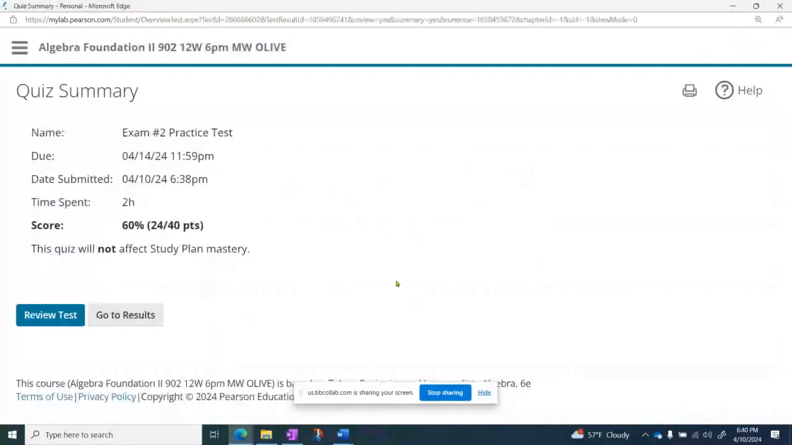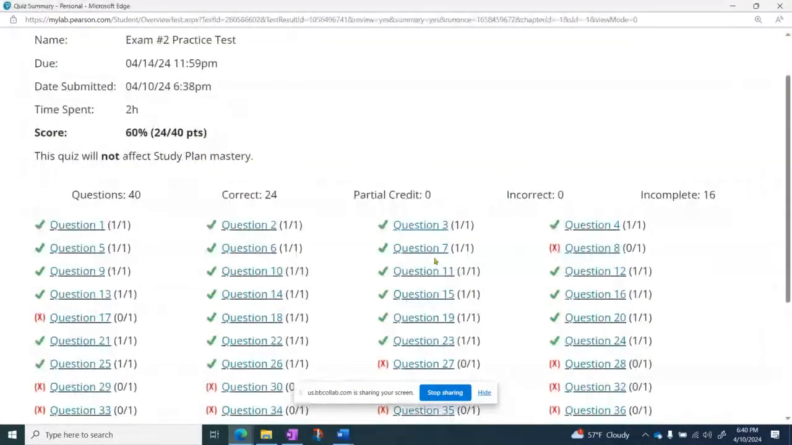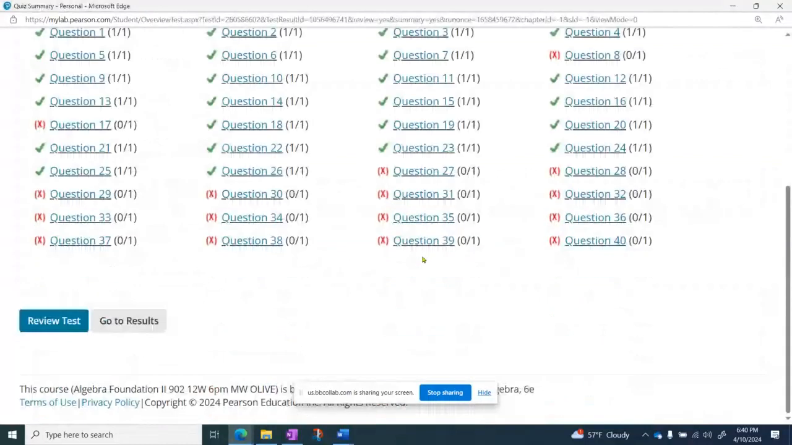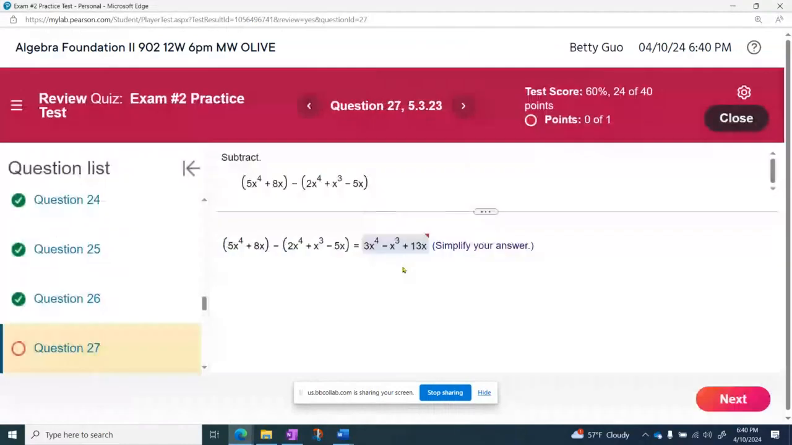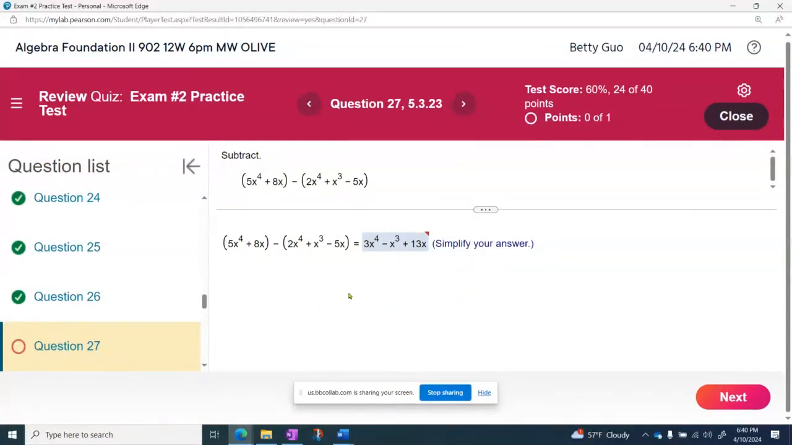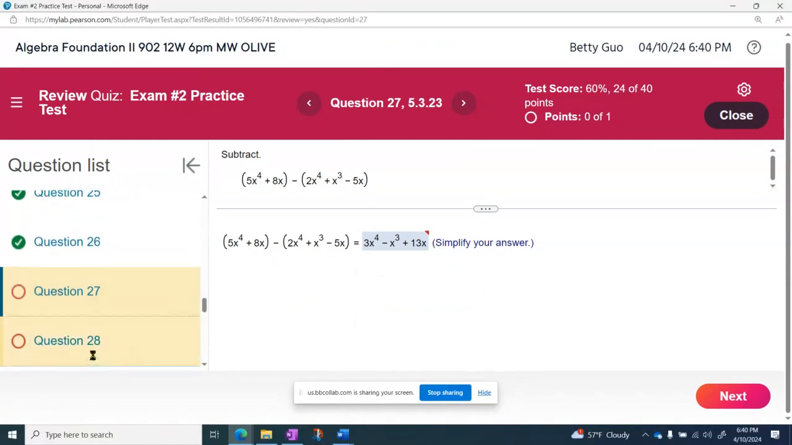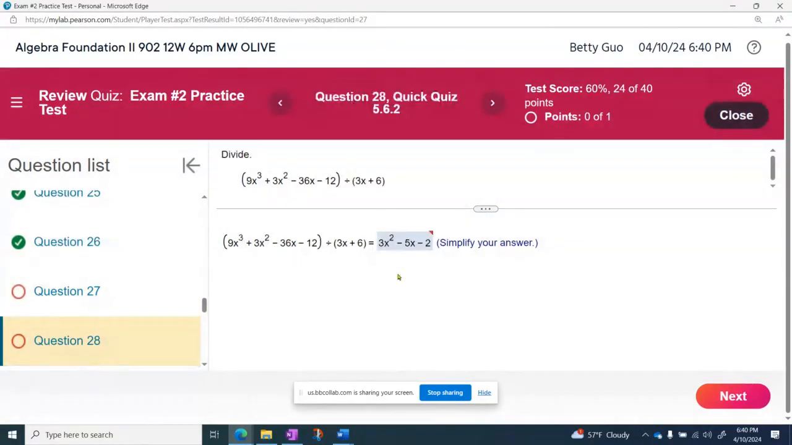Sorry. We were on question number 27. Oh, that one. Did I do it wrong? Oh, I did not enter that. 29. 3x squared minus 5x minus 2, same as our answer, right?